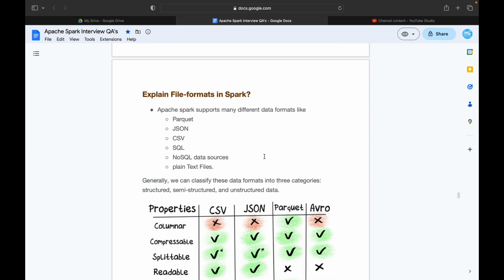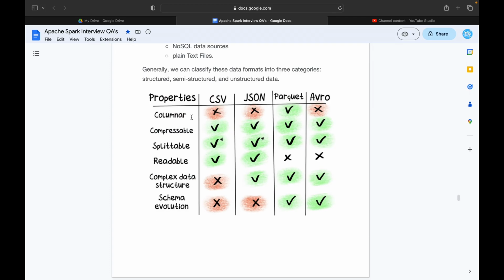So the next question is, explain the file formats in Spark. Basically Apache Spark supports various file formats like Parquet, JSON, CSV, SQL, NoSQL data sources and plain text files. Parquet is very commonly used and is native to Apache Spark. You can see the image here with the properties supported in the respective file formats like columnar, compressible, splittable, readable, complex data structure and schema evolution. If you see, Parquet almost checks all of that.